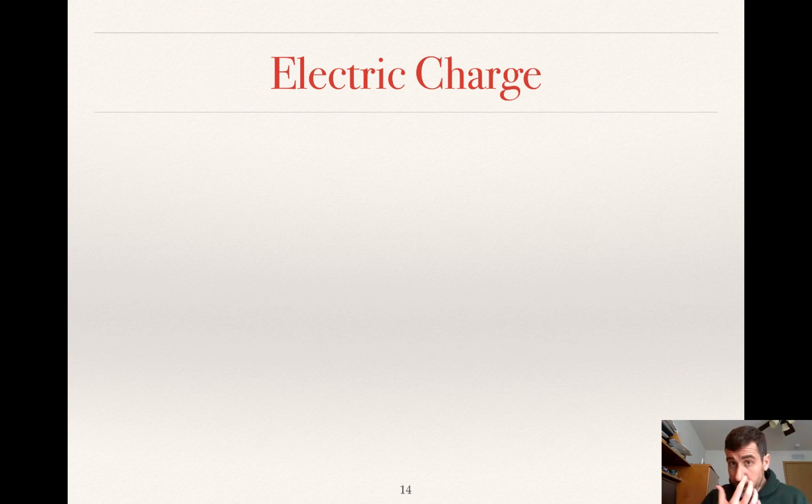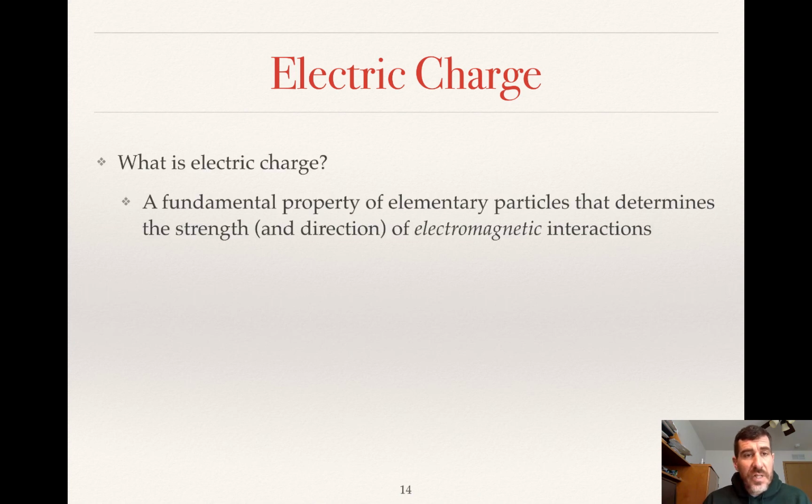Okay, so first off, a big part of what we're going to be studying this semester is electricity and electric charge. So what exactly is electric charge? Well, one way to think about it, it's a fundamental property of certain elementary particles, and it determines the strength and the direction of electromagnetic interactions. So certain particles, things like electrons and protons, for example, have this property called electric charge. And if you have two charged objects, they experience an interaction or a force.